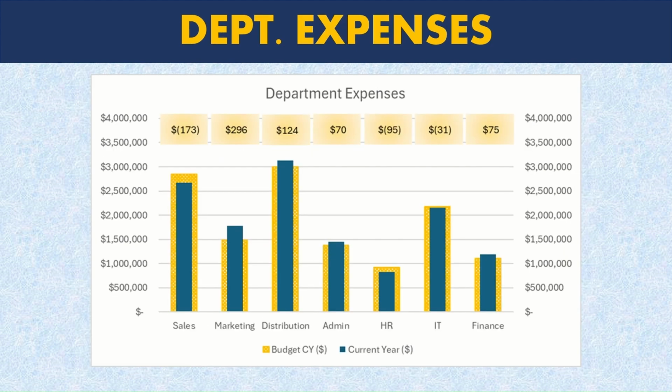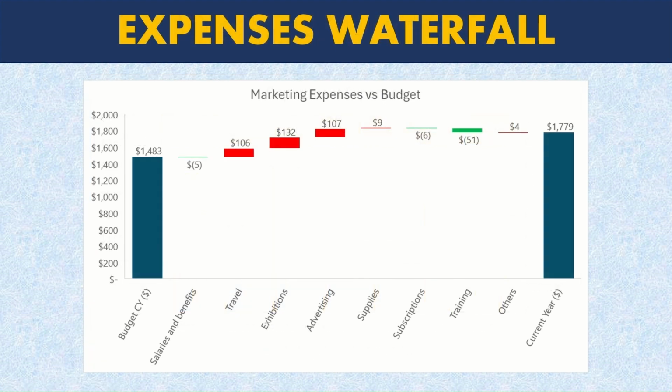This is a chart for department expenses: sales, marketing, distribution, and all the departments, and a comparison of actual expenditure in blue versus budget, and the variance versus budget reflected above. If you look at the marketing department, for example, you see clearly the current year expenses were well above budget by $296,000. And here you can use this waterfall chart, and you see three categories of expenses clearly well above budget: travel, exhibitions, and advertising. And you also see lower spend in training.